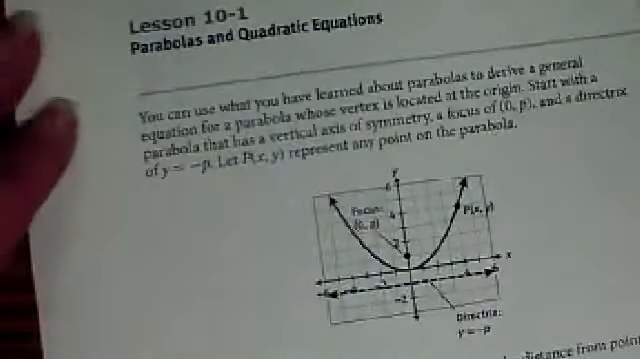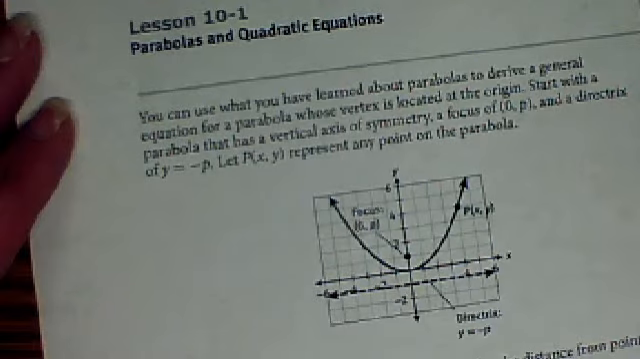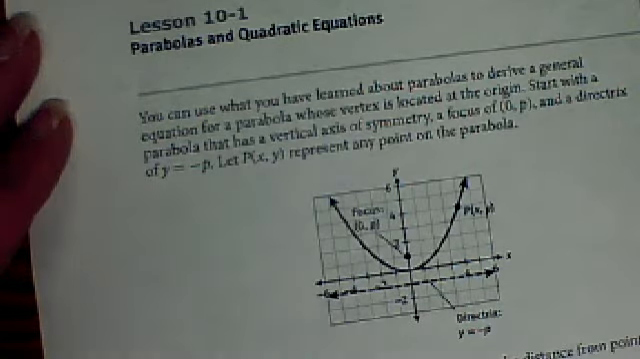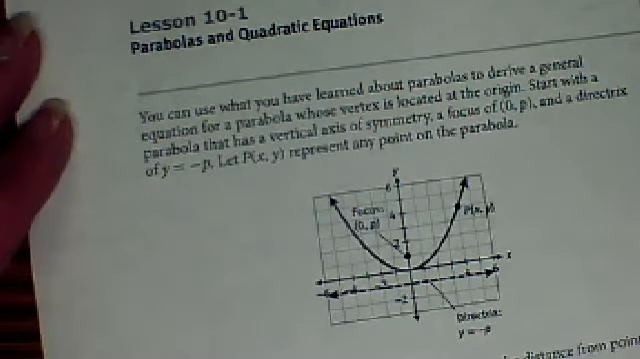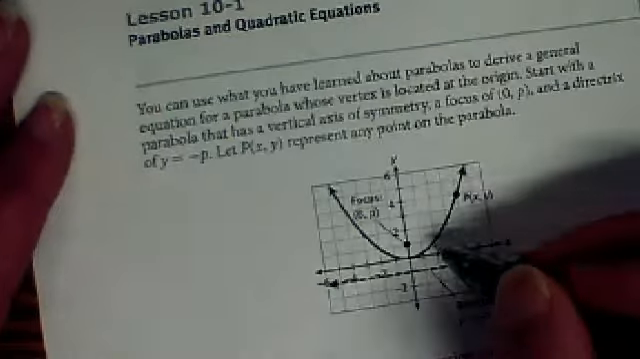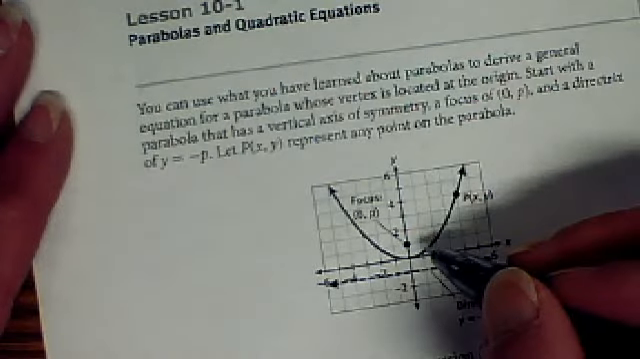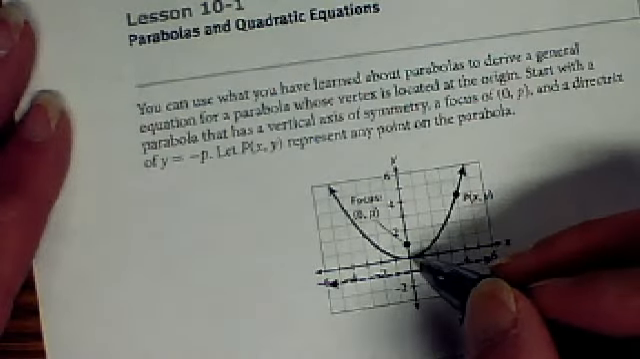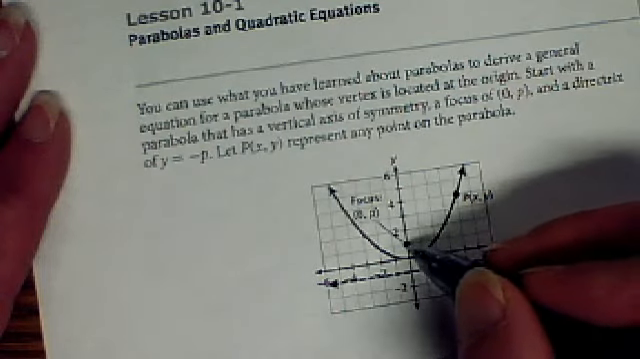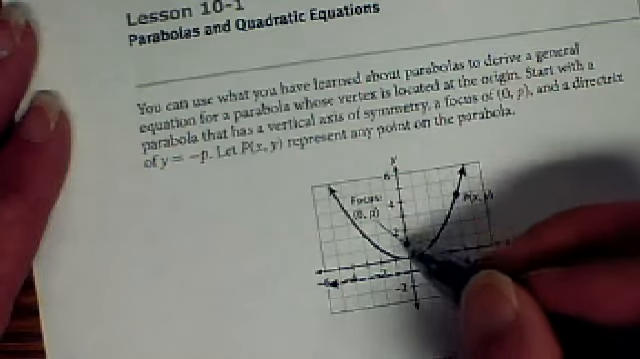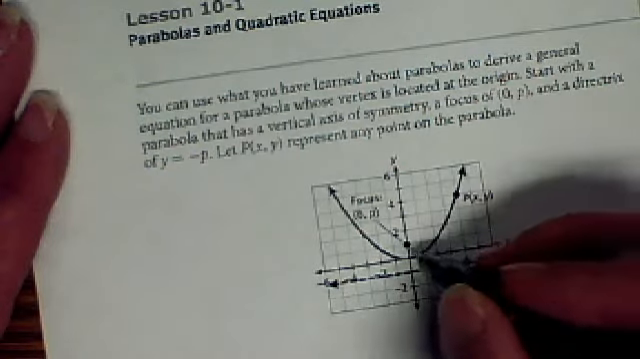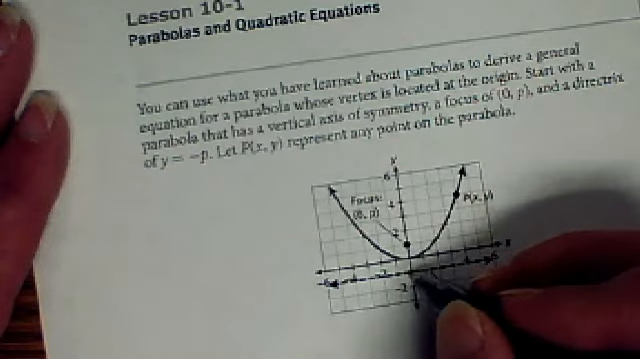In my other video, we skipped this page where we actually derived the general equation for a parabola. So let's take a look at this one. We have a parabola. Its vertex is 0, 0. Its focus is at the point 0, p. So it could be anywhere, right? And the directrix is y equals negative p. So further down this way.